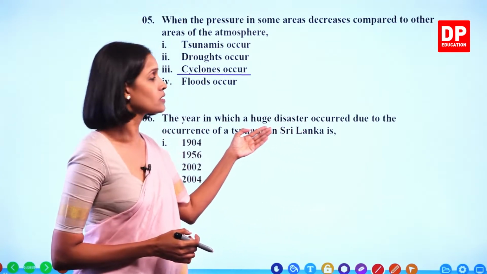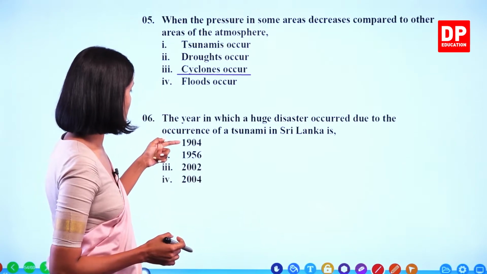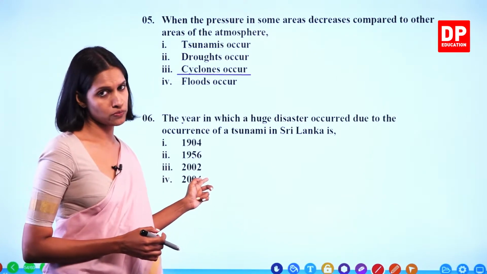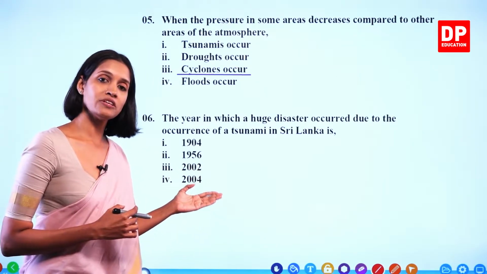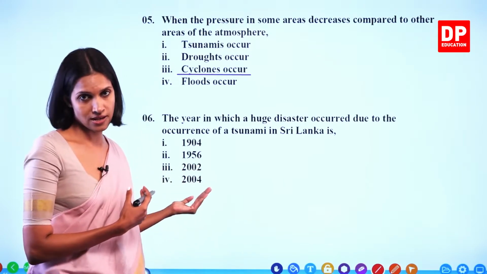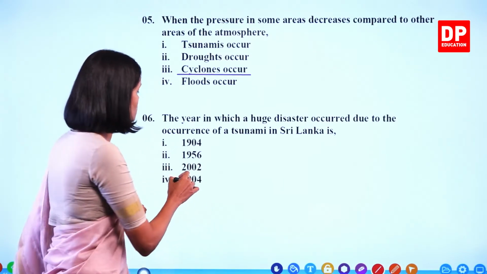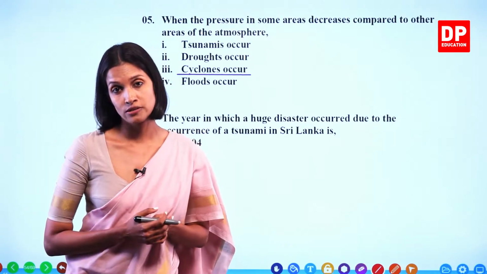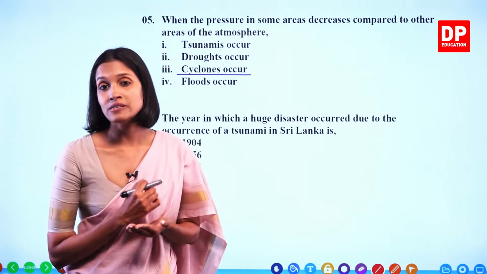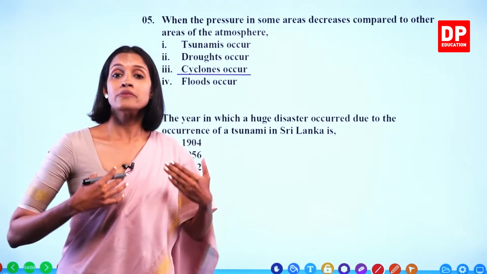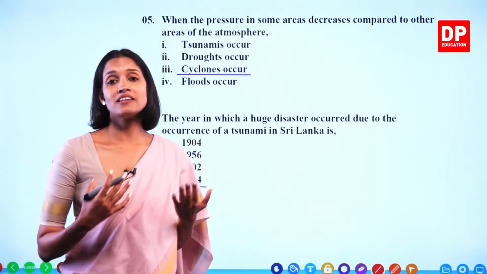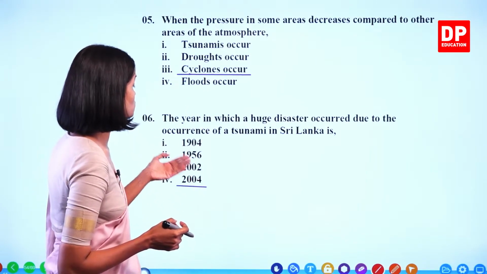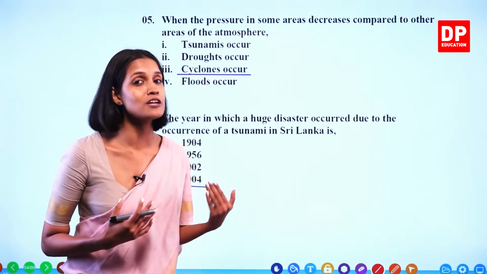Number 6. The year in which a huge disaster occurred due to a tsunami in Sri Lanka. Here the answers given: 1904, 1956, 2002, 2004. Some of you might not be aware of this incident because you were not even born in this time period, right? But remember, in 2004, Sri Lanka experienced a severe tsunami. About 40,000 people died and lots of people lost their properties and their houses. Okay, children, so it highly affected Sri Lanka. It was in 2004. You can ask your parents about this.